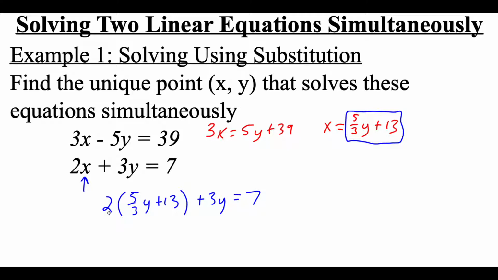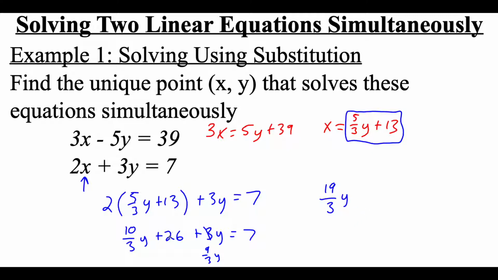Distributing that 2, well, 2 times 5/3 is 10/3 y. 2 times 13 is 26. And then we have plus 3y equals 7. I'm going to combine those y's. In order to do so, I'm going to need common denominators. So 3y becomes 9/3 y, and if I combine that with the 10/3, I get 19/3 y.